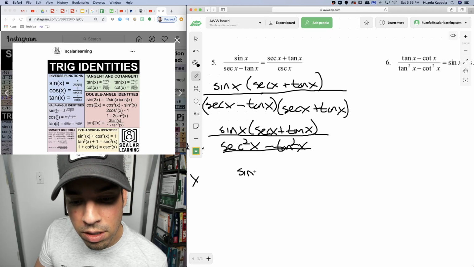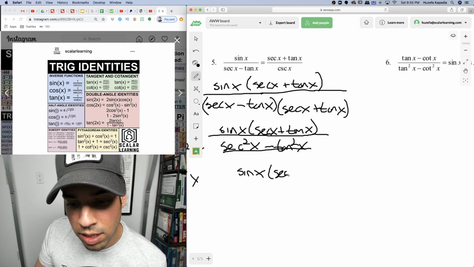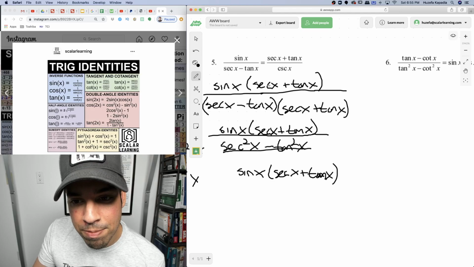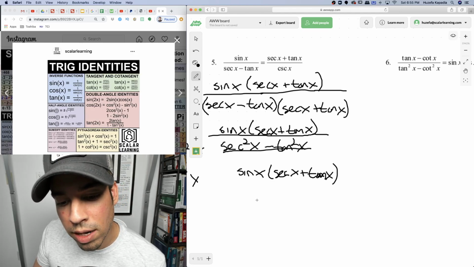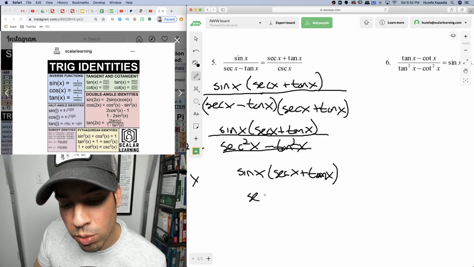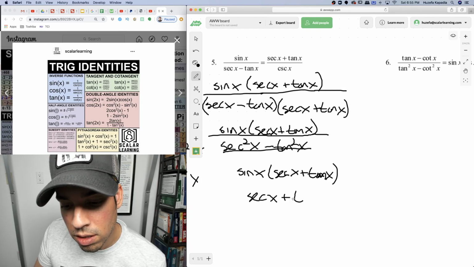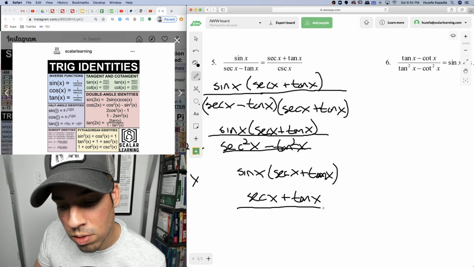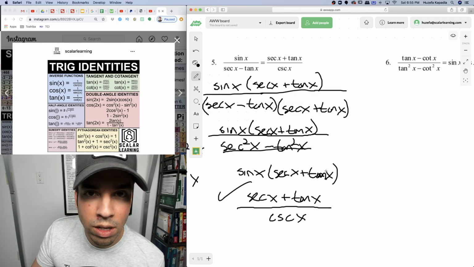So now I have sine x times secant x plus tangent of x. And we're almost there because sine of x is the same thing as 1 over cosecant of x. So I can literally rewrite this times 1 over cosecant, or same as throwing cosecant in the denominator, and we're done.